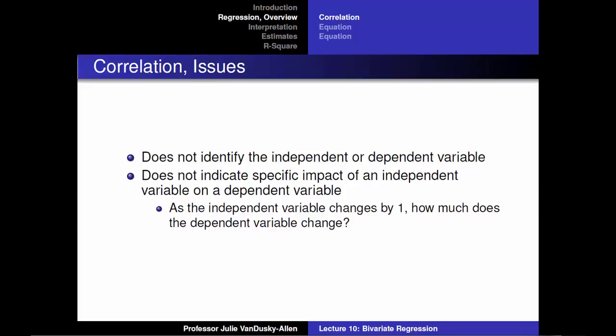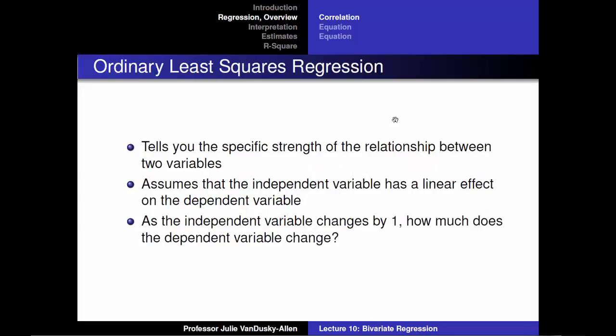In this lecture, I'm going to talk about ordinary least squares regression. Ordinary least squares regression tells you the specific strength of the relationship between an independent and dependent variable. It assumes the independent variable has a linear effect on the dependent variable. In other words, it assumes that the effect of the independent variable on the dependent variable is the same across all values of the independent variable. Therefore, a change in the independent variable at small values and a change in the independent variable at higher values have the same effect on the dependent variable. Ordinary least squares regression also tells us how much the dependent variable changes as the independent variable changes by 1.